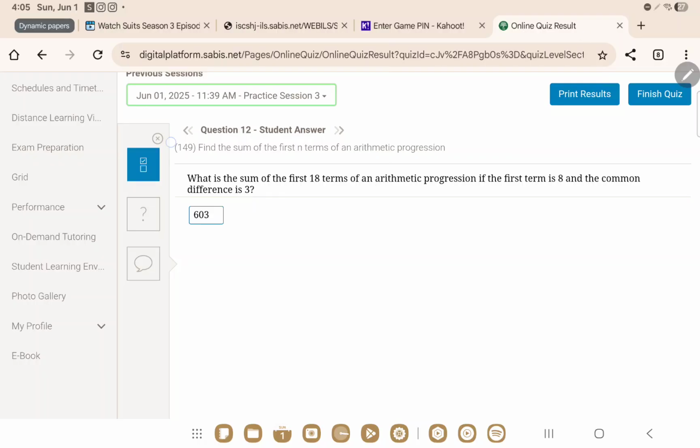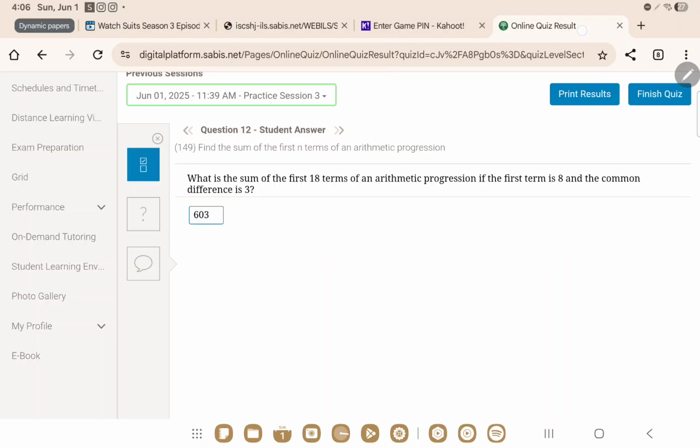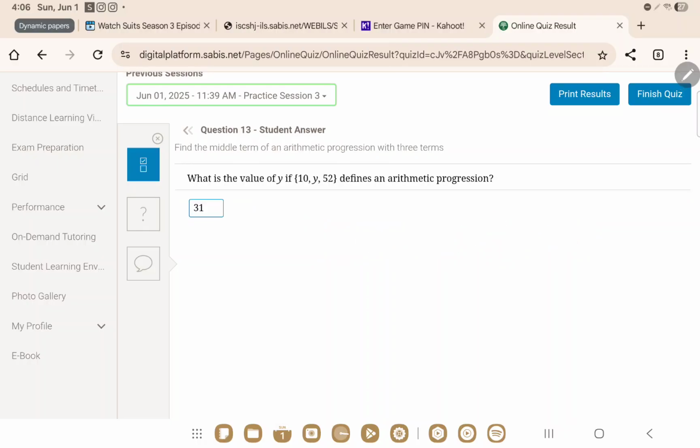What's the sum of the first 18 terms of an arithmetic progression if the first term is 8 and the common difference is 3? You're basically just going to do the exact same thing we've been doing for the past 17 minutes. And you're going to get 603 when you put all this into your calculator. Moving on to the last question.